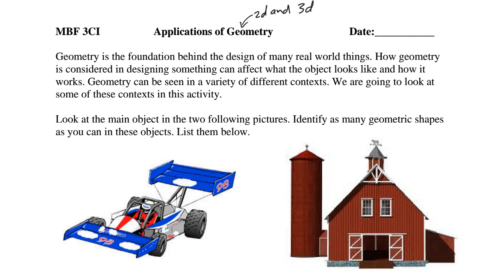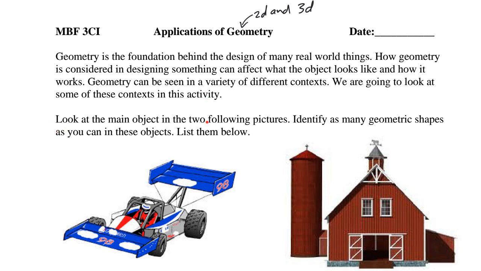Now, how geometry is considered in designing something can affect the way the object looks because of the repeated patterns that are being used or the different combinations of different 2D shapes that you are using to build the object. Okay? Now, geometry, if you think about it, can be seen in a variety of contexts. We're going to look at these contexts in this activity.